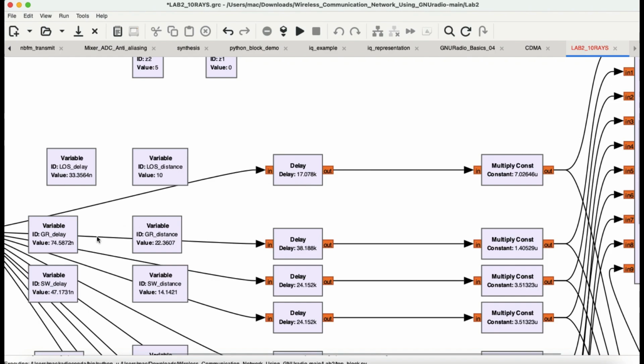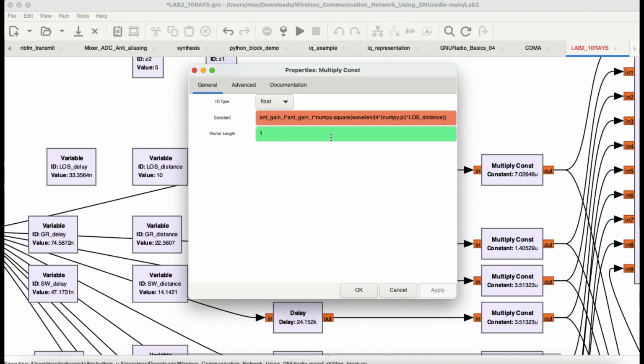These delay blocks use the delay parameters that we're using, and everything is multiplied by a multiply constant block. If you remember, this equation was actually 4 pi d squared. So let's look at the equation: wavelength divided by 4 pi times the line of sight distance. This is going to be the ground reflected distance, then for double wall, for single wall, and this is how the antenna is. This is the first equation that we used in the two-way model, exactly the same thing. The only parameter that is changing is the LOS distance.